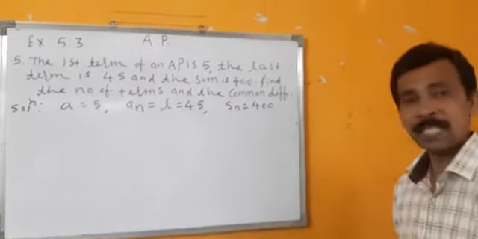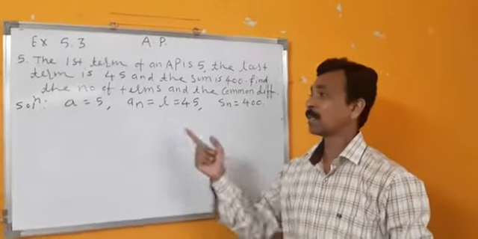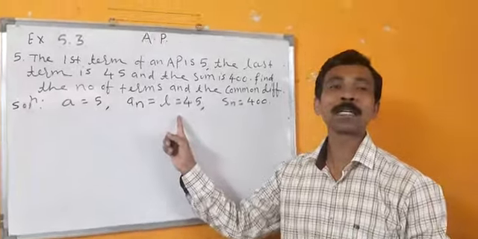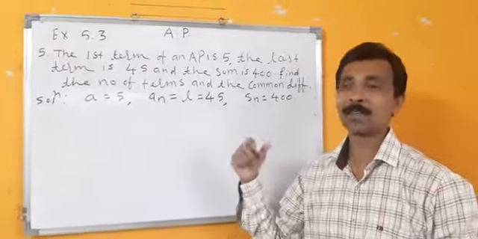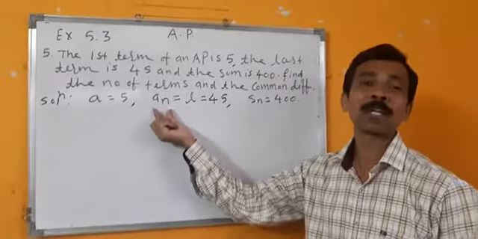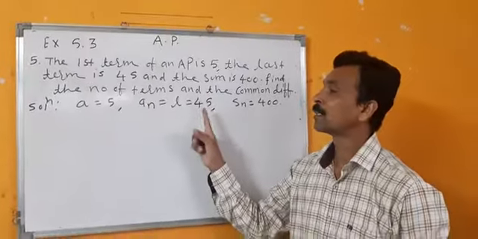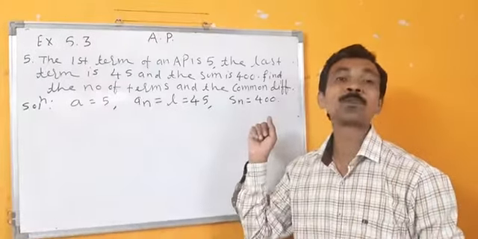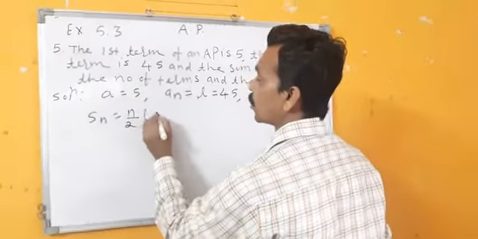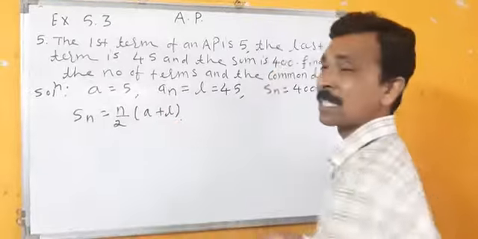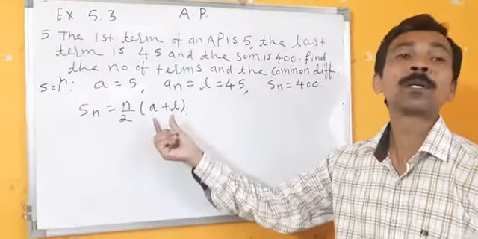400. There is one more formula to find the number of terms when A is given, last term is given and Sn is known to us. Then only we can use that formula. Otherwise, we use the AN formula, then we find N and then we proceed further. But here, we can find the number of terms using the formula Sn is equal to n by 2 into A plus L. This is one more formula for the sum of n terms.